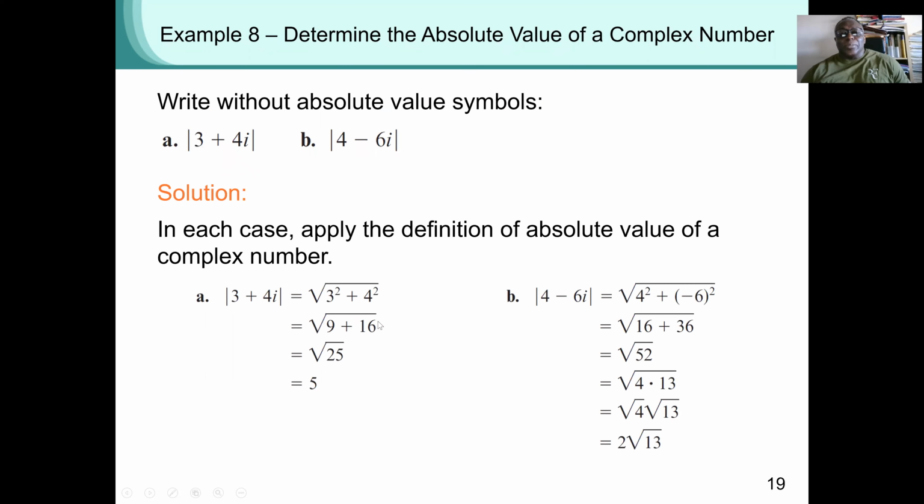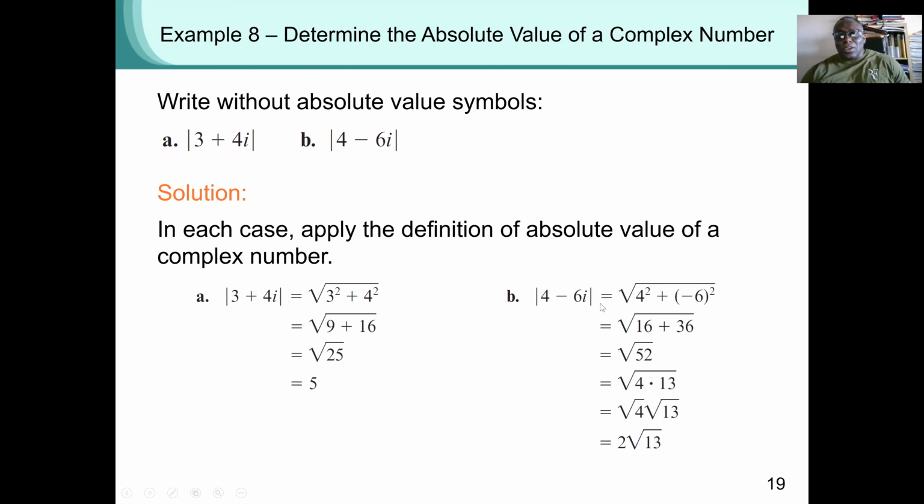So let's see an example. We have the absolute value of 3 plus 4i. So find the absolute value of 3 plus 4i. This is very straightforward. We know the rule, so it will be the square root of 3 squared plus 4 squared. And that gives me 9 plus 16, which gives me the square root of 25, and the answer will be 5.